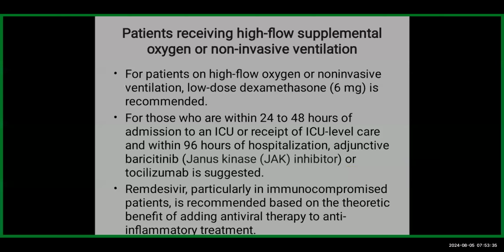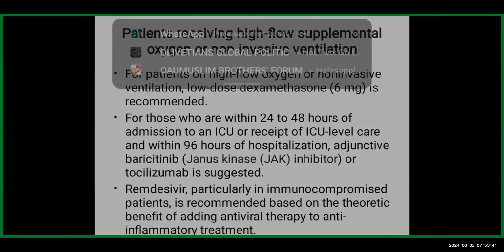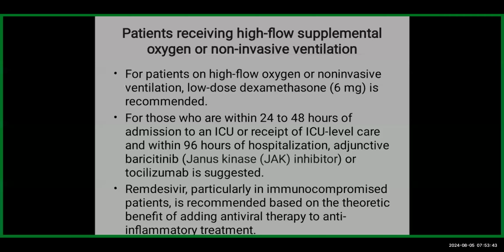The patient is given high flow supplemental oxygen or non-invasive ventilation. They may benefit from low dose dexamethasone, that's a steroid, 6 milligrams, which is usually recommended. But for those who are within 24 to 48 hours of admission to an ICU or receipt of ICU care, and within 72 to 96 hours of hospitalization, an adjunctive Janus kinase inhibitor, which is used to treat rheumatoid arthritis, may be added.